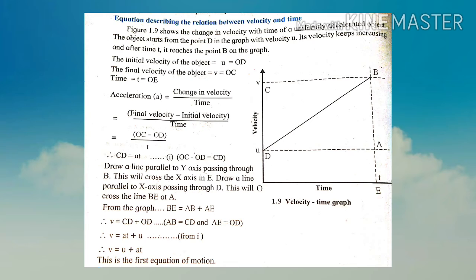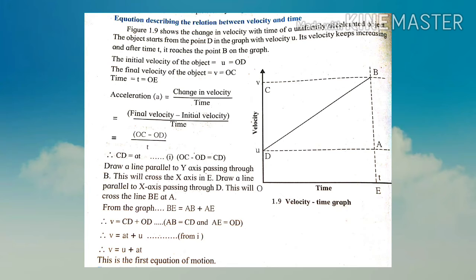All three equations are derived with the help of the velocity time graph. Because of this, we discuss the velocity time graph. Okay, if an object starts at point D and reaches point B after time t, therefore its initial velocity u is OD, final velocity v is OC, and time period small t is OE.